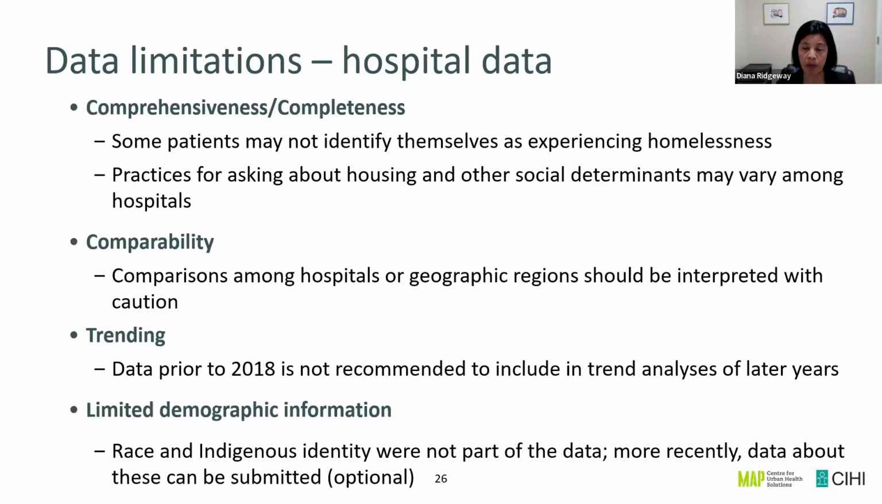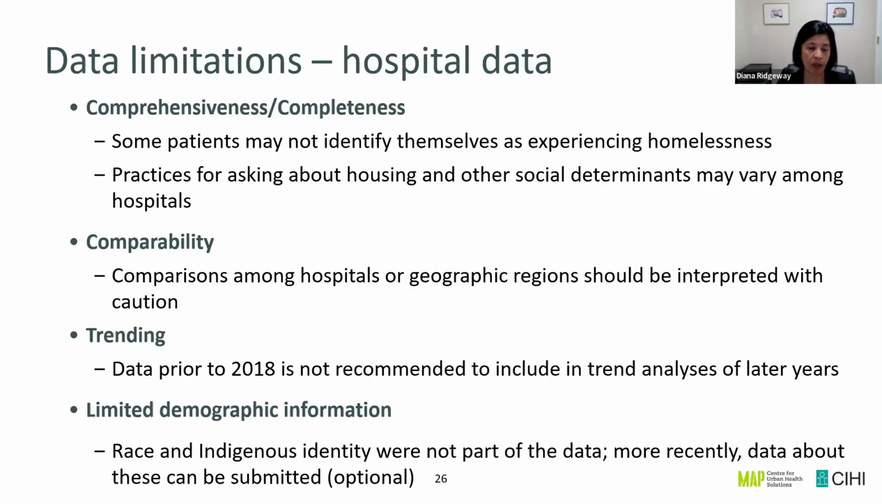Practices at the hospital level for asking about housing and other social determinants might vary among hospitals. Some hospitals may implement practices that would be better suited to gathering this information and making sure that it is transferred into the data, while others may not. And as we saw in the slide about the provincial variation, it is likely that there are practices that vary across provinces as well. Given these data limitations, comparisons among hospitals or geographic regions should be interpreted with caution.